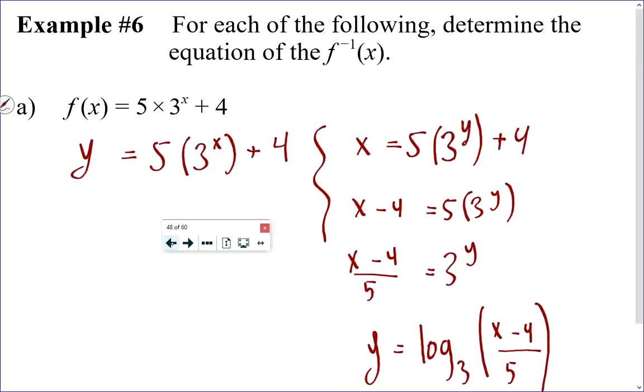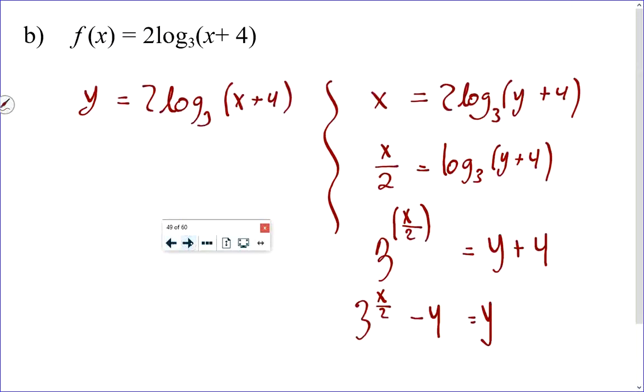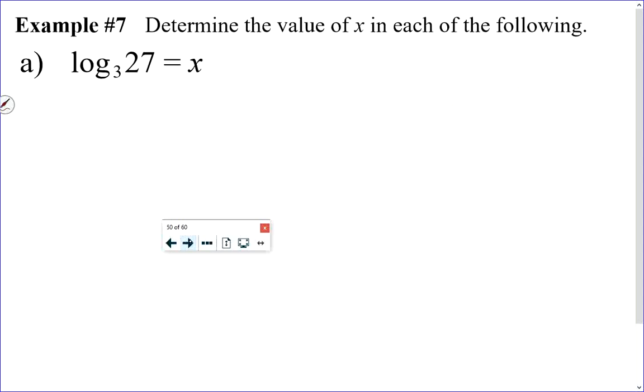Any questions with either A or B of example, what I think is 6? You're all turning the pages, so I'm guessing not. Now a bunch of chippy little things, and these are all different. What is the value of x? How many of you can look at that and tell me the value of x? It's 3.